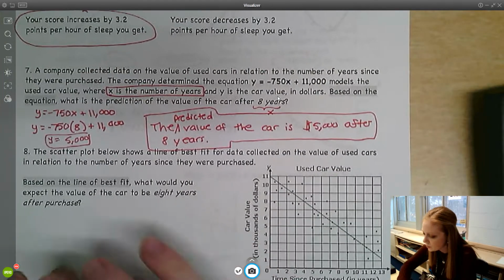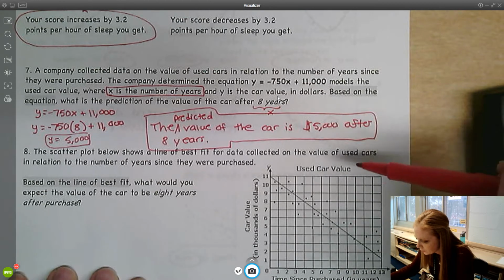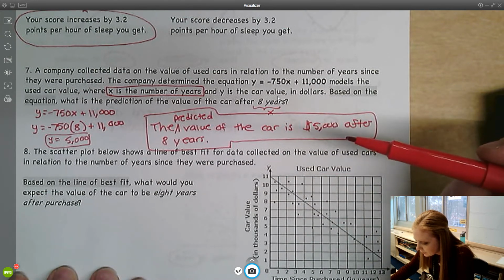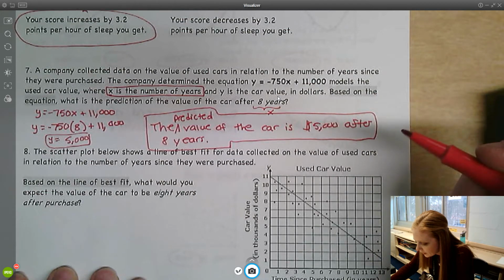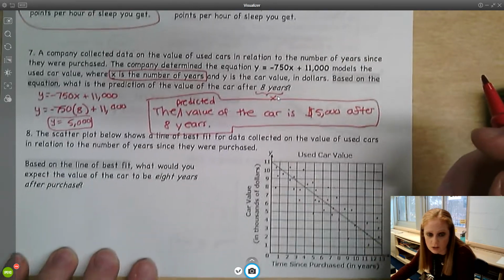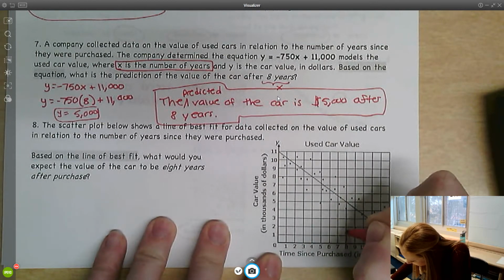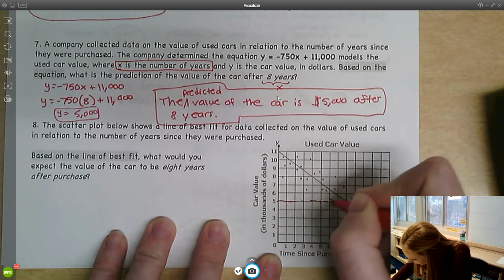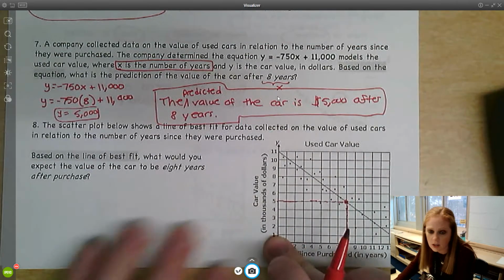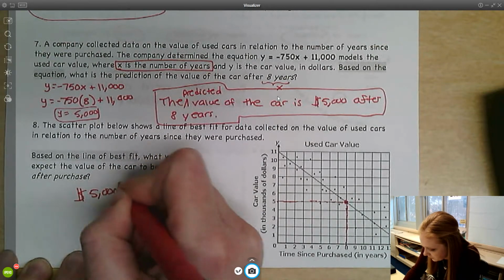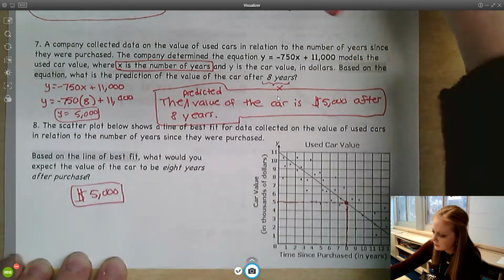The scatter plot below shows a line of best fit for data collected on the value of used cars in relation to the number of years since they were purchased. Based on the line of best fit, what would you expect the value of the car to be 8 years after purchase? This is the same question, but just using the scatter plot. So if we go to 8 years, our line of best fit predicts $5,000. Okay, so same thing we got using the equation.